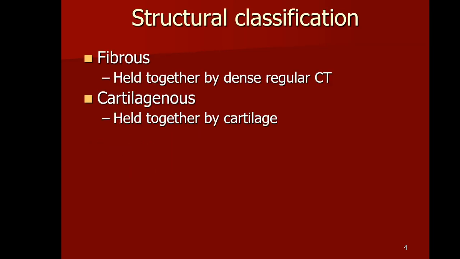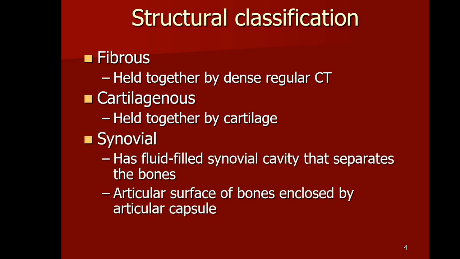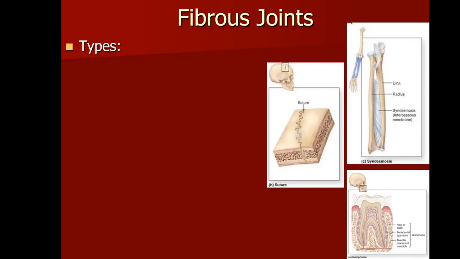And then structurally, we can classify joints in three ways. Fibrous means they're held together by dense regular connective tissue. Cartilaginous joints are held together by cartilage. And then we have synovial joints. They're classified as synovial because they have a fluid-filled cavity called a synovial cavity, or joint cavity. And the surfaces of the bones that are interacting with each other are encapsulated by this cavity and capsule. More on those as we go through this. What we're going to do is start by going through the joints, looking at their structural classification.